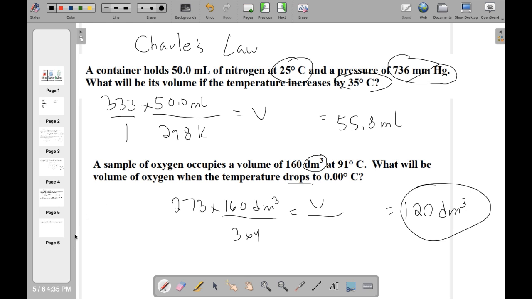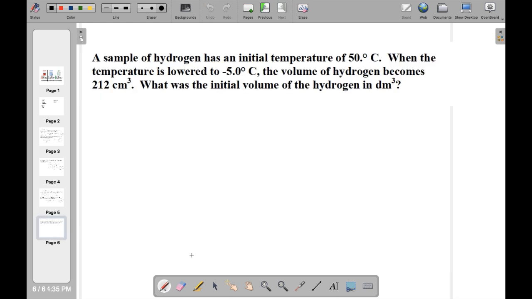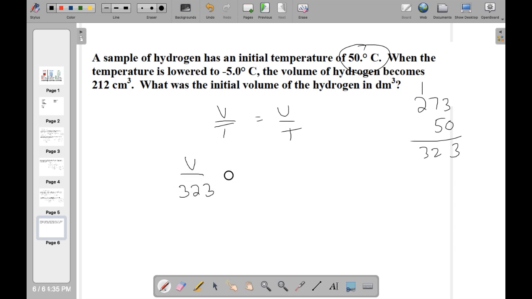Okay, making some progress here. We're starting to feel better about ourselves, I hope. Last example of Charles' law. A sample of hydrogen has an initial temperature of 50. So let's just write our equation first. Volume over temperature equals volume over temperature. Let's convert to Kelvin. 323, so volume over 323 equals.